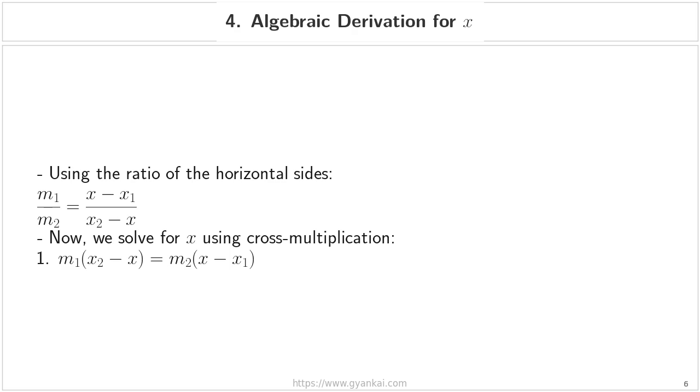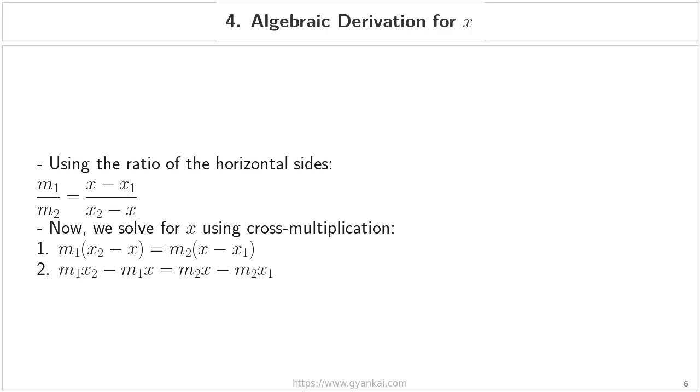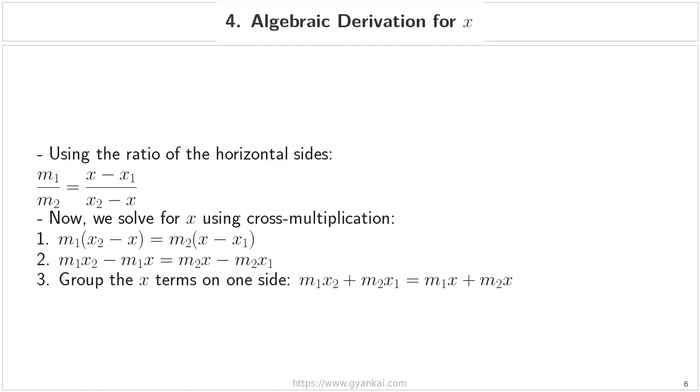First, when we cross-multiply, m1 times the quantity x2 minus x equals m2 times the quantity x minus x1. Next, we distribute the terms. Multiplying this out, we get m1 x2 minus m1 x on the left side and m2 x minus m2 x1 on the right side. Now, our goal is to get all the terms containing x on one side of the equation. So, let's move the negative m2 x1 to the left by adding it, and move the negative m1 x to the right by adding it.